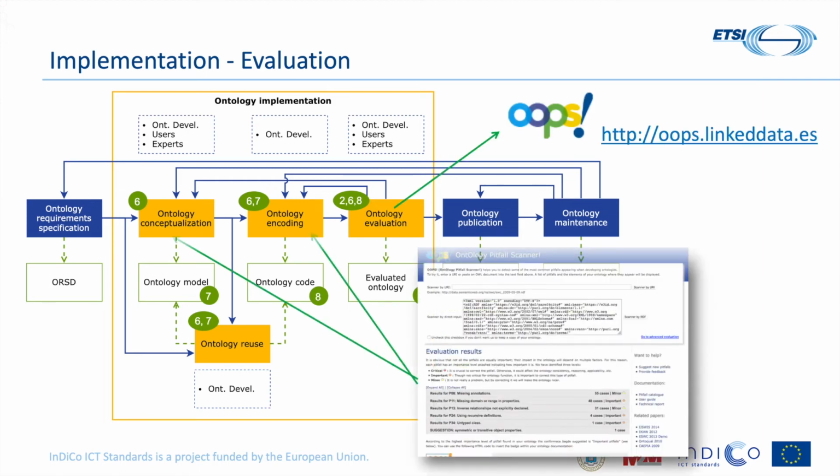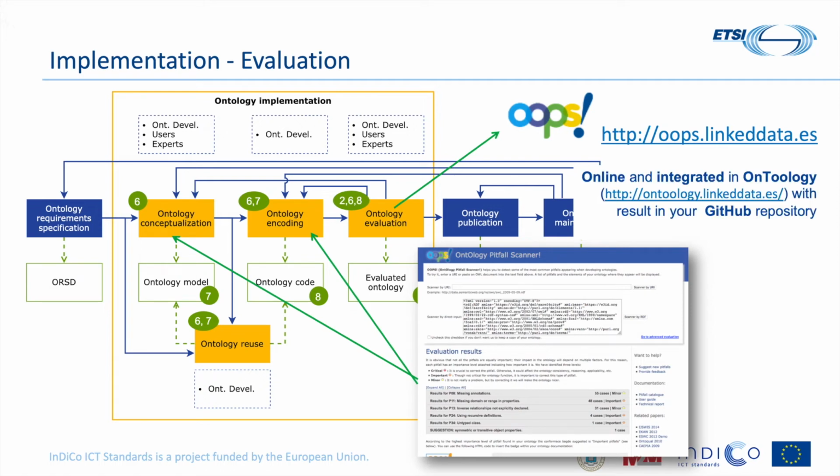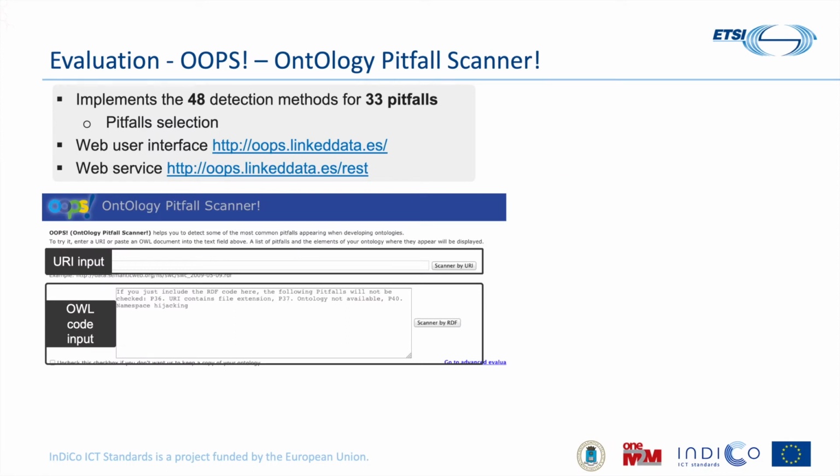In addition, we can use systems like OOPS, available at oops.linkdata.es, in order to find common pitfalls or common errors. So it is possible to use this system online and also integrate it into Ontology. That is a system that runs on top of GitHub, so that it orchestrates different ontology activities. OOPS detects 33 pitfalls, and it can be used through a web user interface or a web service.